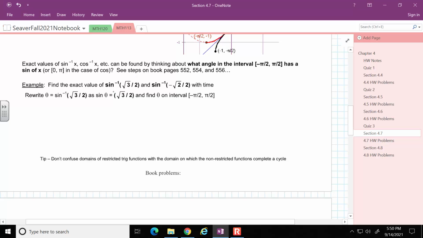So I'm saying I have an inverse sine. I have some angle that gives me a sine of square root of 3 over 2. So for sine, if I look at the angles that are going to give me sine, it has to be somewhere between negative pi halves and pi halves. That's the way we have defined sine. So I have to figure out what angle that's going to be.